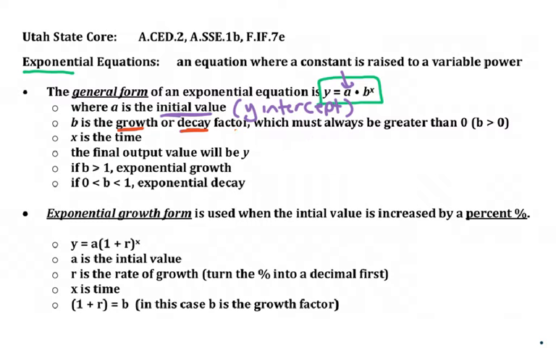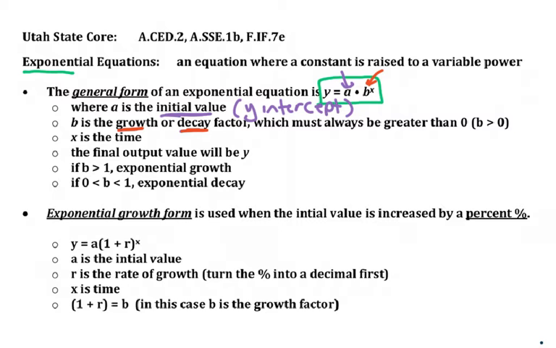Now, in order for this to be an exponential equation, b has to be greater than 0. That means you can't have any negative numbers right there. So you can't say like 3 times negative 2 to the x power. That's not an exponential equation. So you have to have something greater than 0. It can be decimals, though, so it could be like 3 times 0.5 to the x power. That is an exponential equation.